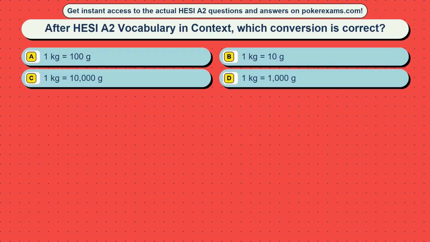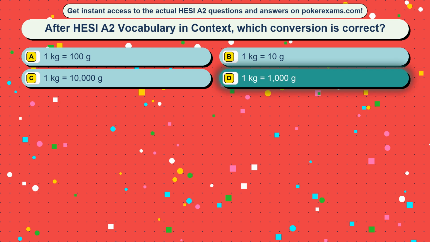Question 26. After HESI A2 vocabulary in context, which conversion is correct? Option A, 1 kg equals 100 g, option B, 1 kg equals 10 g, option C, 1 kg equals 10,000 g, option D, 1 kg equals 1000 g. The correct answer is option D, 1 kg equals 1000 g.